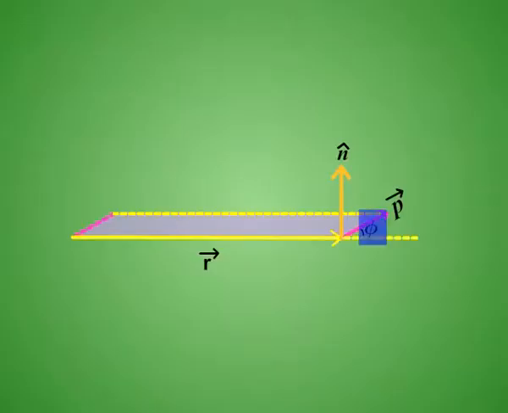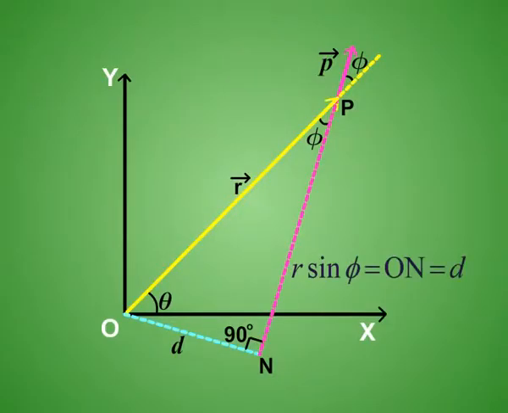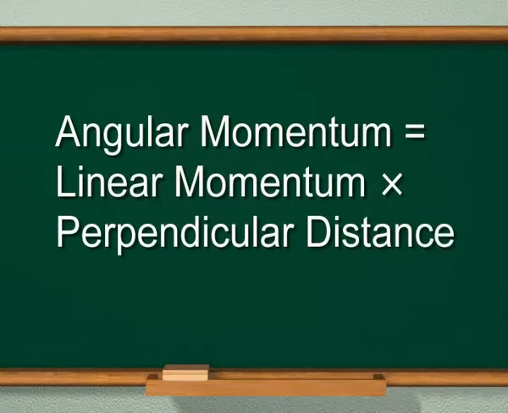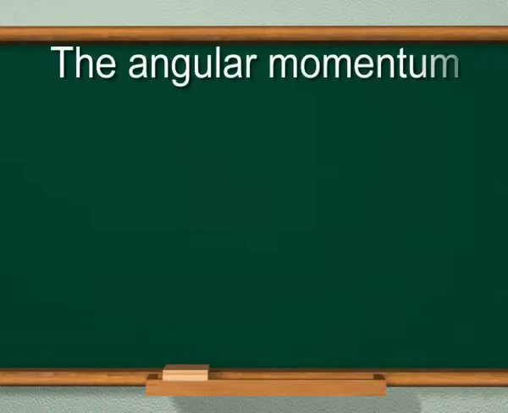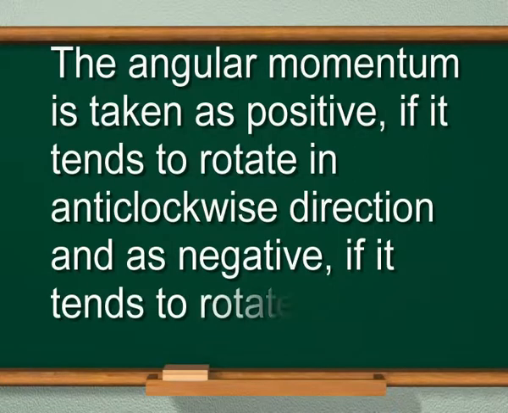Here, phi is the angle between p and r, while unit vector n is normal to the plane containing vectors r and p. On taking the modulus on both sides of the equation, we get L equal to r p sine phi. Here, r sine phi is equal to ON, which is equal to d. This implies L is equal to p d. Here, d is the perpendicular distance of the line of action of linear momentum p from the axis of rotation. Thus, we have angular momentum equal to linear momentum into perpendicular distance from the axis of rotation. The angular momentum is taken as positive if it tends to rotate in the anti-clockwise direction and as negative if it tends to rotate in the clockwise direction.